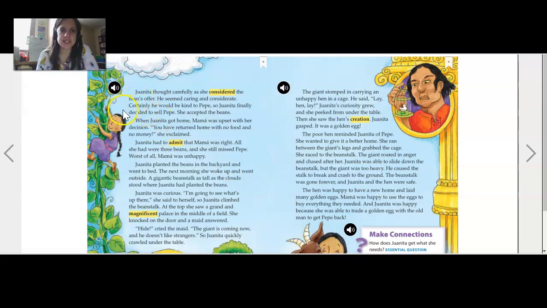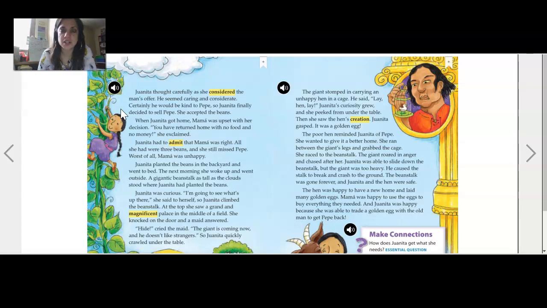Juanita thought carefully as she considered the man's offer. He seemed caring and considerate. Certainly he would be kind to Pepe, so Juanita finally decided to sell Pepe. She accepted the beans. When Juanita got home, Mama was upset with her decision. "You have returned home with no food and no money?" she exclaimed. Juanita had to admit that Mama was right. All she had were 3 beans, and she still missed Pepe. Worst of all, Mama was unhappy. Juanita planted the beans in the backyard and went to bed. The next morning she woke up and went outside. A gigantic beanstalk as tall as the clouds stood where Juanita had planted the beans.